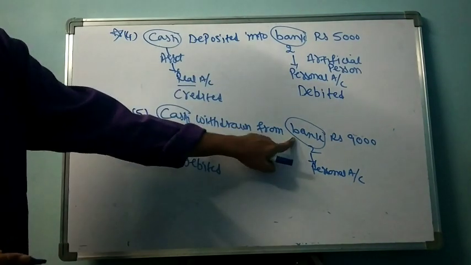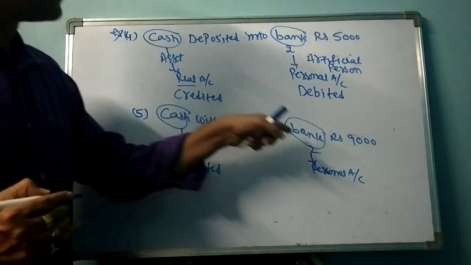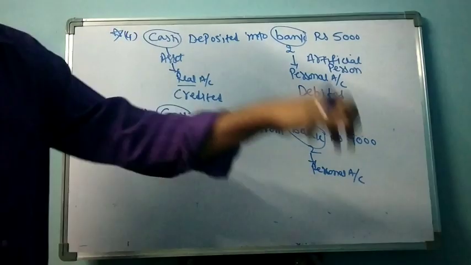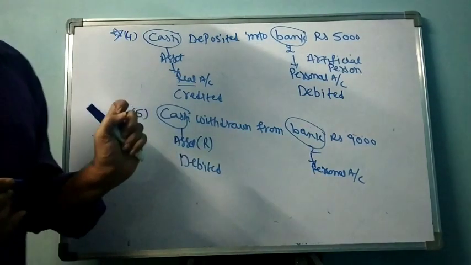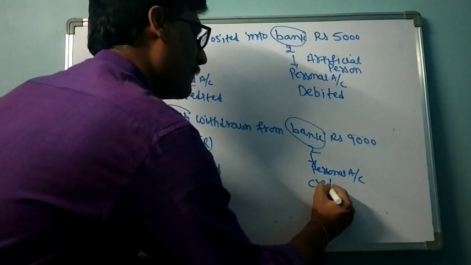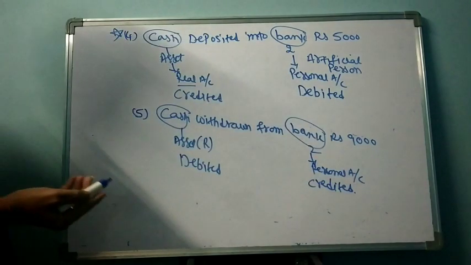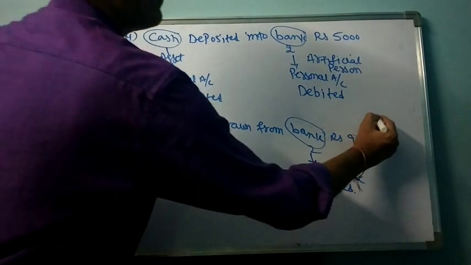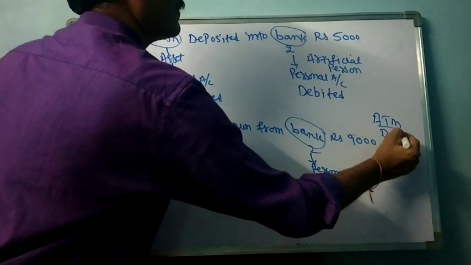Personal account. Whether bank is receiving the cash or bank is giving the cash. Bank is giving the cash because we are withdrawing, we are taking money from the bank. When you are taking money from the bank, it means the bank is the giver. So debit the receiver, credit the giver. Bank should be credited. This is also a very important transaction. Nowadays we are withdrawing cash from bank with the help of our debit cards, ATM cards.